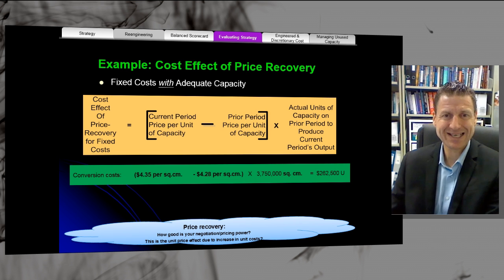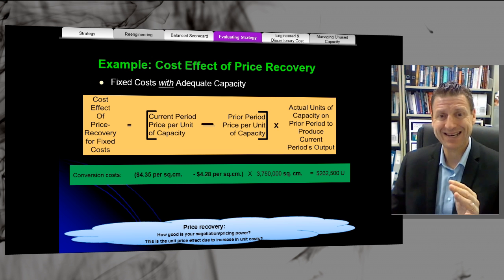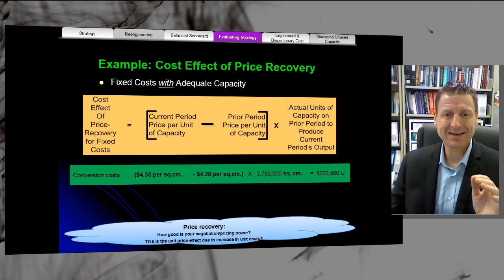Let's have a look at our next one. What about the cost effect of price recovery? And this is fixed costs with adequate capacity. Now, again, how good is your negotiation and pricing power? Now, the conversion costs are $4.35 per square centimeter, and in the prior period they were $4.28 per square centimeter, and we're multiplying by the actual units of capacity in the prior period.